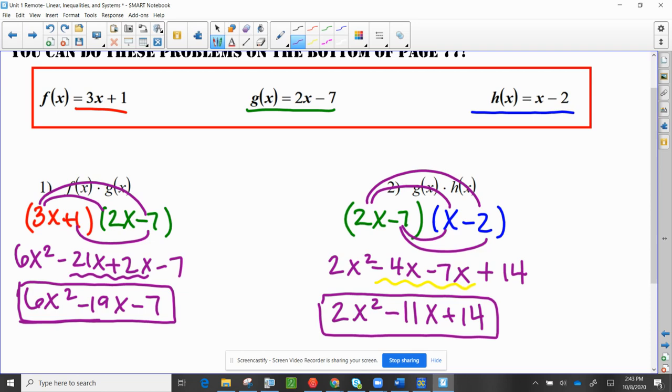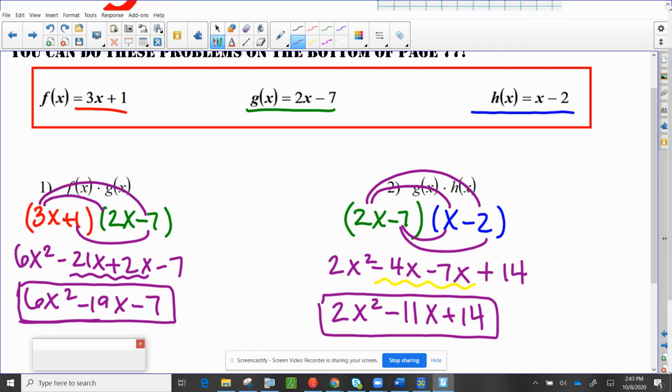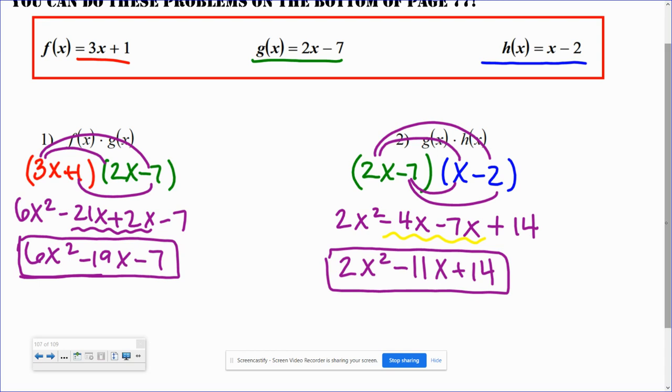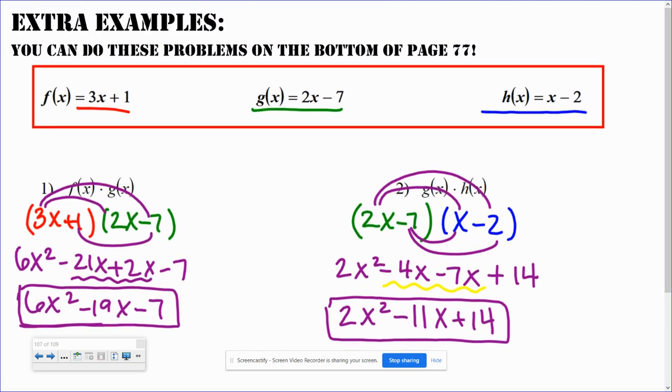Okay, so next up we're going to be talking about composition of functions. At this point we've done all the operations we're going to do. Yesterday we did adding and subtracting. Today we did multiplying. Okay, so we'll see you in the next video.